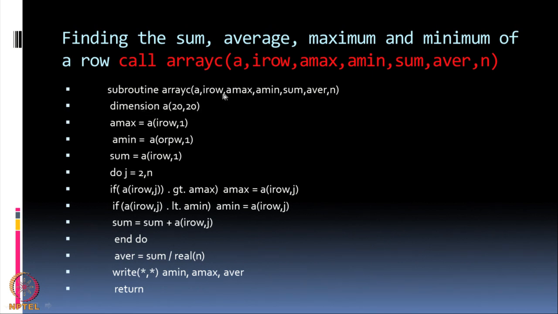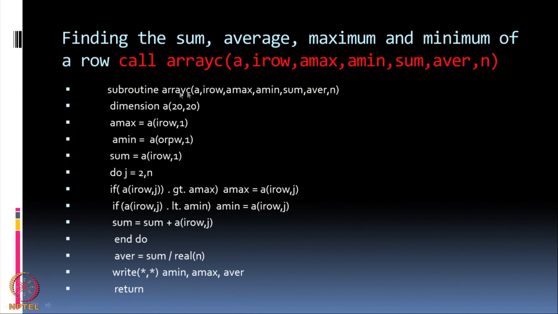These other objects are not matrices. Your I row is just an integer; A max, A min are real variables, sum is a real variable, aver is a real variable, n is an integer. You know that in Fortran, I, j, k, l, m, n correspond to integers and all the other characters refer to real variables. So, it is a good idea to begin all your integer variable names with I, m, n and so on.